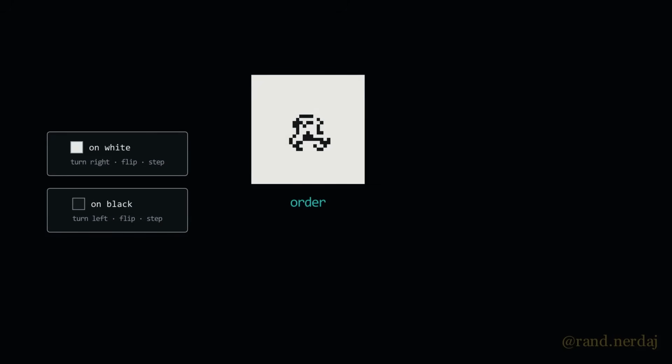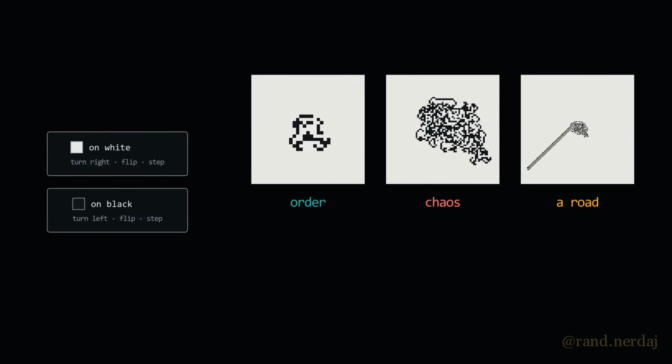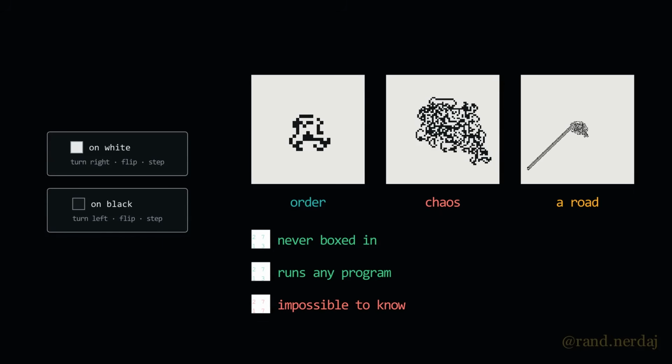So step back and look at what we just covered. We started with the dumbest machine you can possibly imagine. A dot that turns left or right and flips a square. We figured that we'd get a doodle. Instead, we got neat little patterns. After that, total chaos. After that, a road that built itself out of nothing. Then, proof it can never be boxed in, and proof that it can run any program ever written, which means that what it'll do next is, in the deepest way there is, impossible to know.